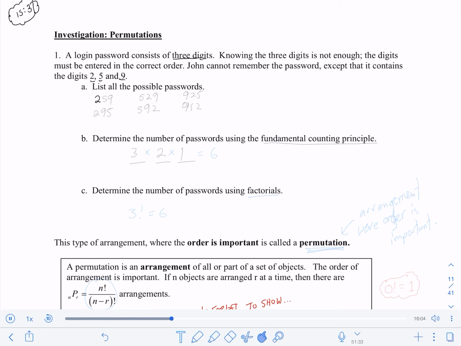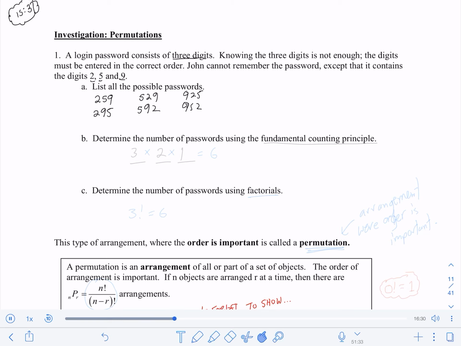Well, if I start with 2 and then go 5, 9, that could be one possibility, or 295. Or if I start with 5 and go 2, 9, it could be 529. And finally, I could start with 9 and go 2, 5, or 952. And you can see, okay, there are 6 possible passwords.